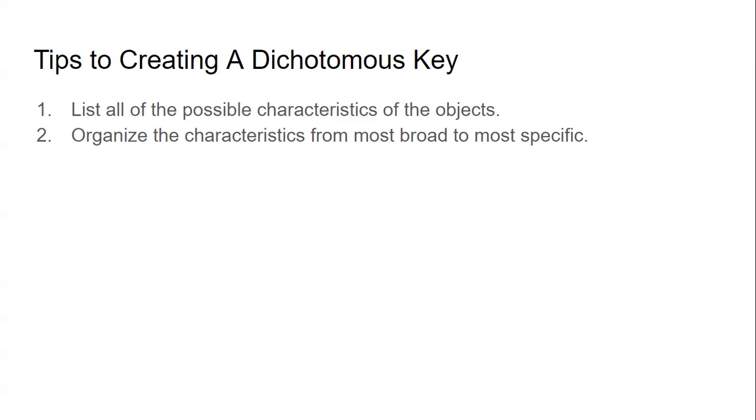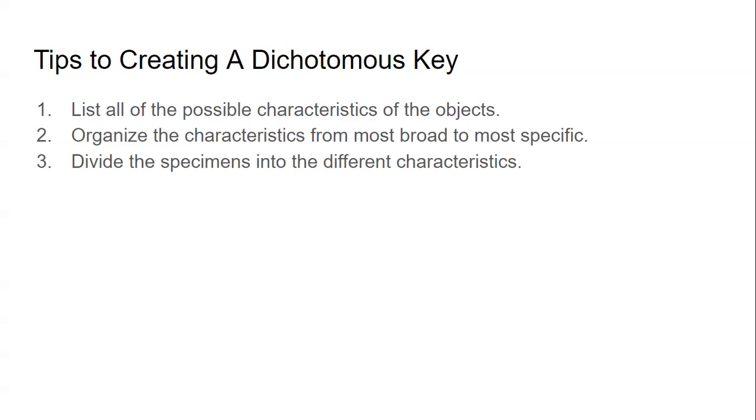Then the next thing to do is to organize those characteristics from most broad to most specific. So think about if I have a certain characteristic and half of them fall into that, that's obviously more broad. If I have a characteristic that only one specific candy has, it's going to be more specific, and organize all your characteristics that way. Then you're going to divide the specimens into the different characteristics. So start with your most broad and divide all of your candy into those two different categories that you have. And then next step is you're just going to keep dividing further. So for each characteristic, keep dividing and see how things are going to go within each category or characteristic.